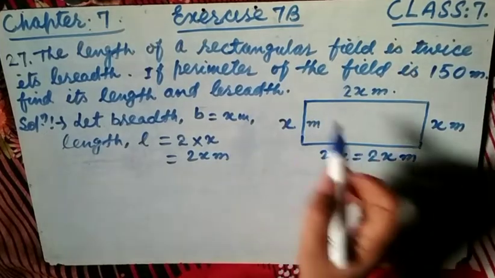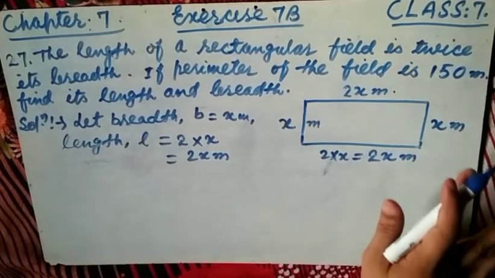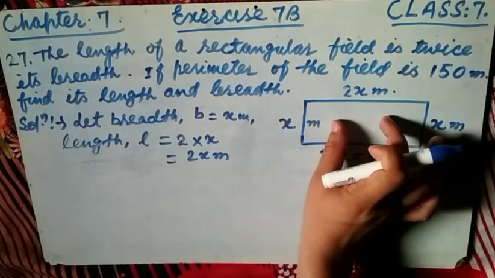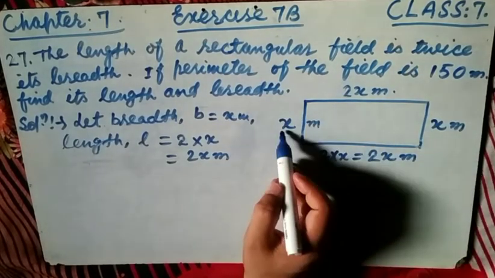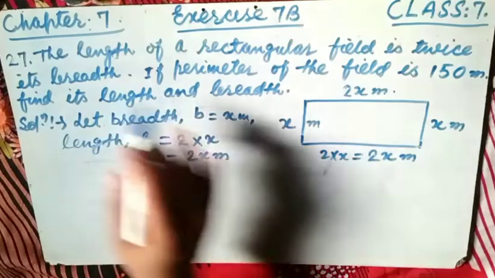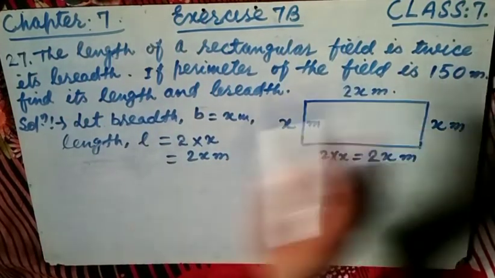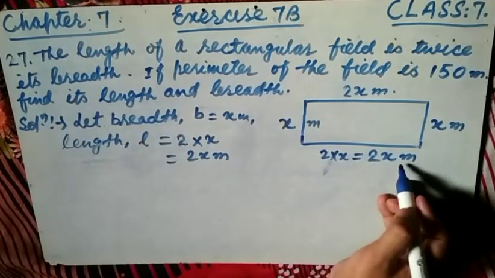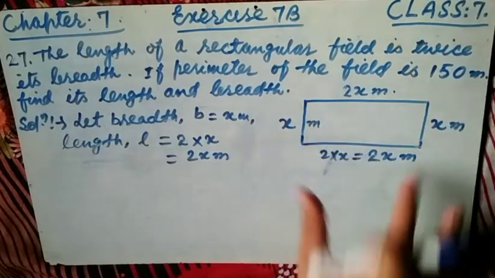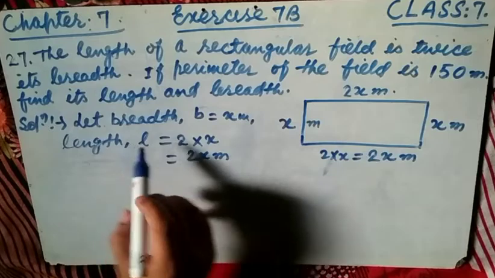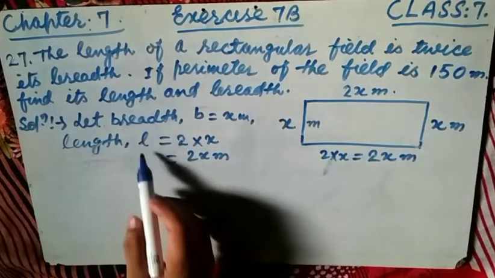Okay, now see here I have already drawn the diagram. This is the rectangular field. Suppose the breadth of this rectangular field is x. Now according to the question, its length is twice its breadth, so 2 times x means 2x. The length is 2x, here is also 2x, opposite sides of this rectangular field are equal. Okay, now let the breadth be x, then length is 2 into x.